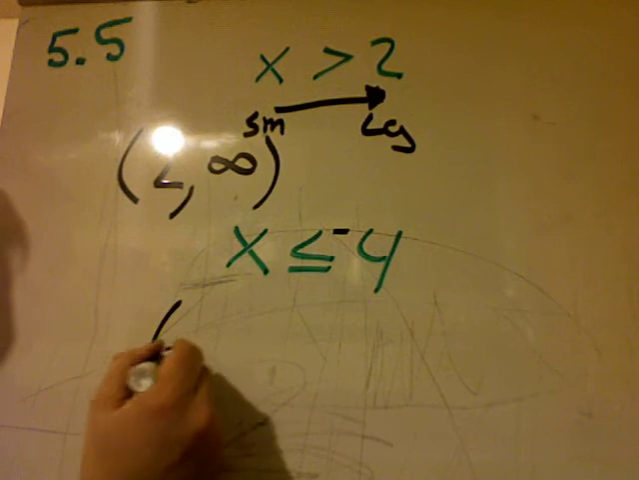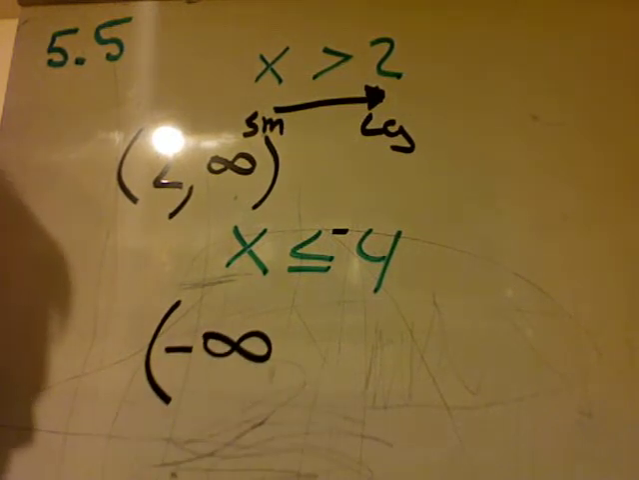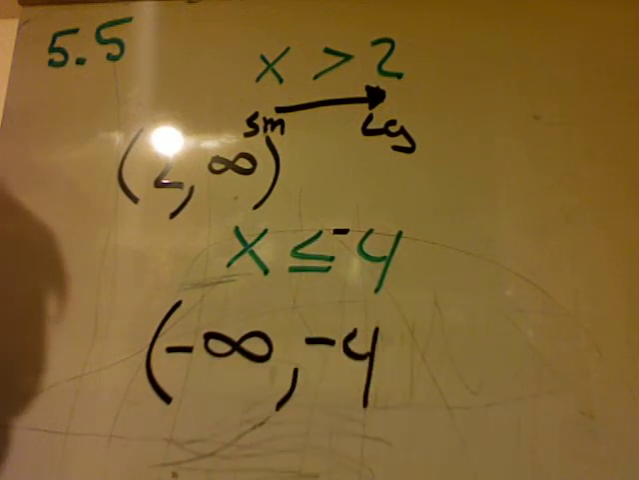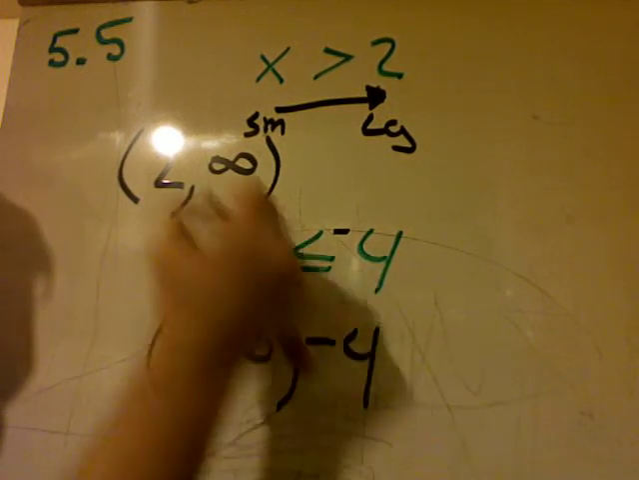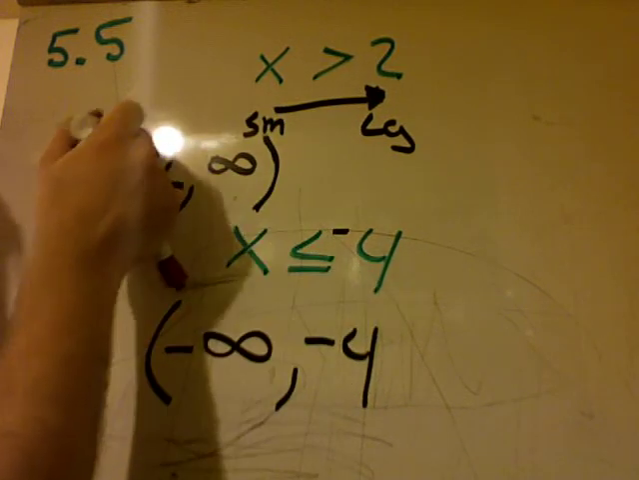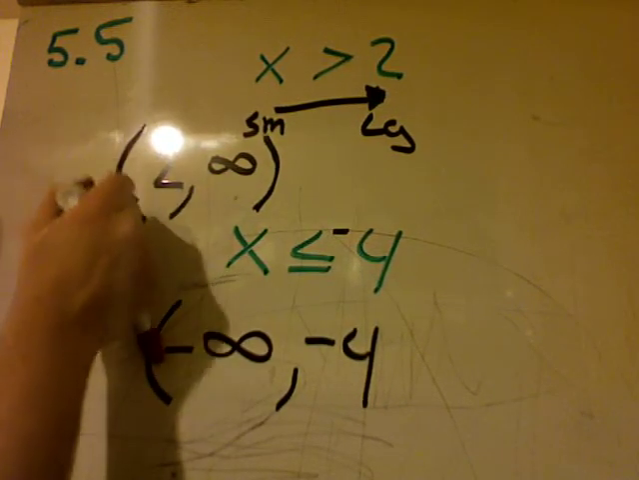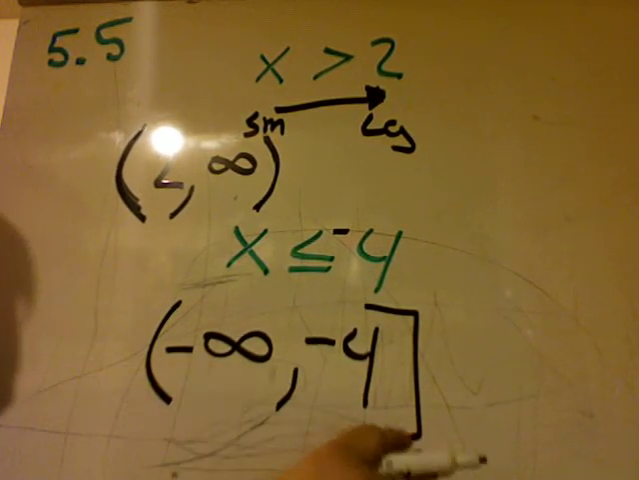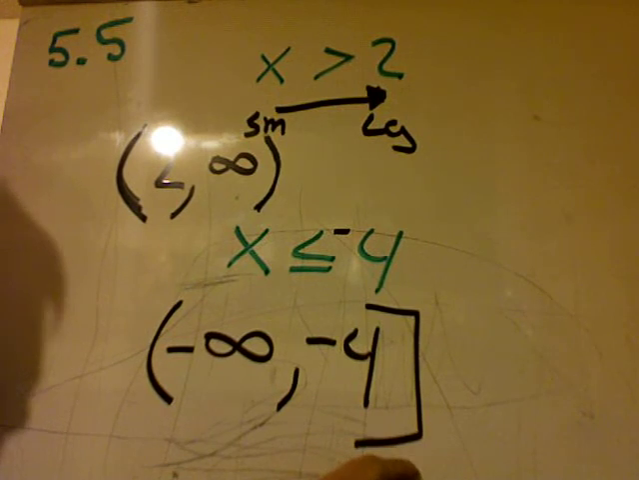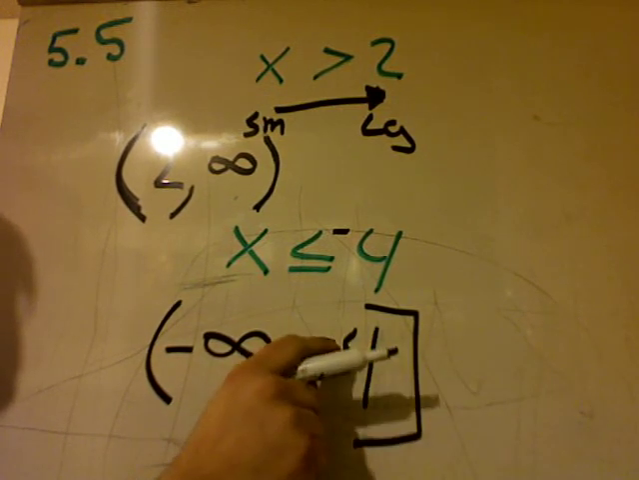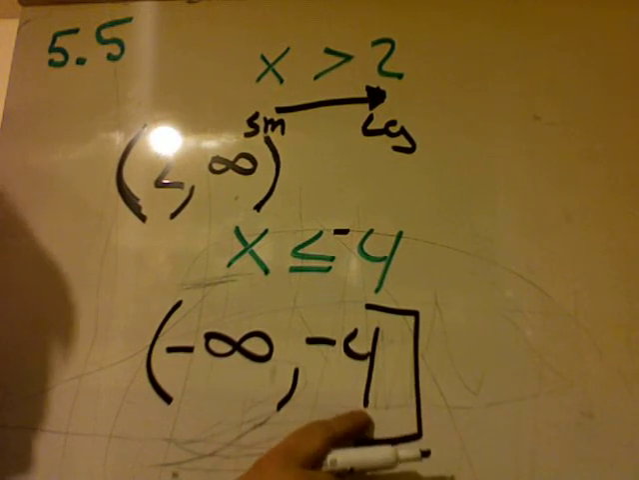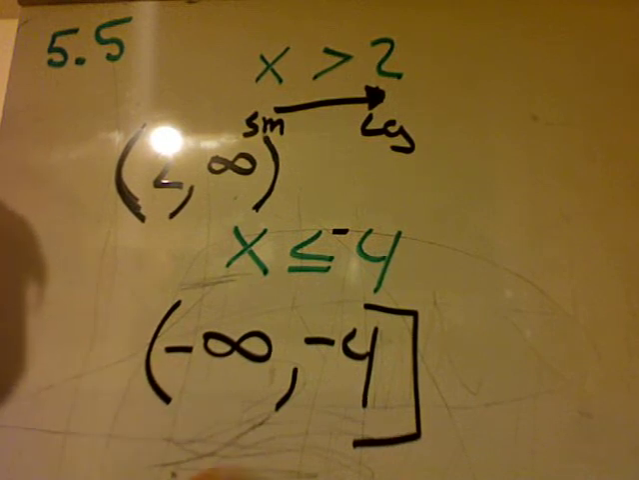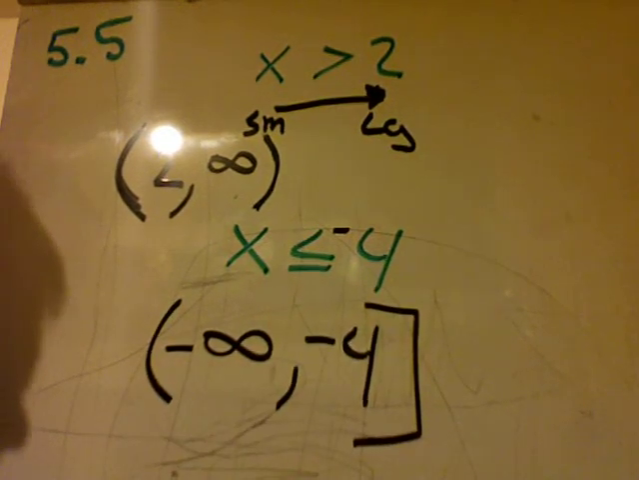So on the left here, I'm going to put negative infinity, because it could go down to negative infinity. Then a comma, and then the upper bound, which is negative 4. Now here's the difference. Before, I put the parenthesis next to the 2. Now I'm going to put a bracket on here. The bracket simply states that you could be equal to this number. The parenthesis means you aren't going to be equal to it, you can't be equal to it. But the bracket says you could be equal to it.